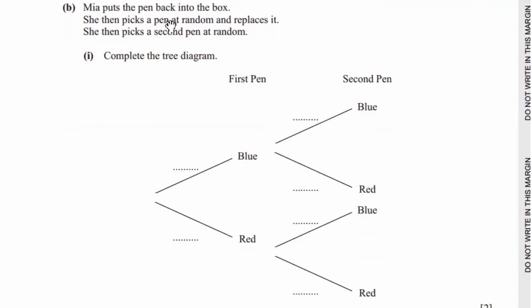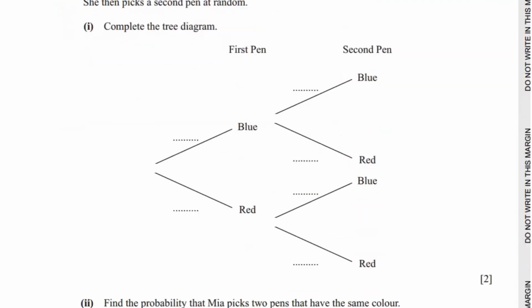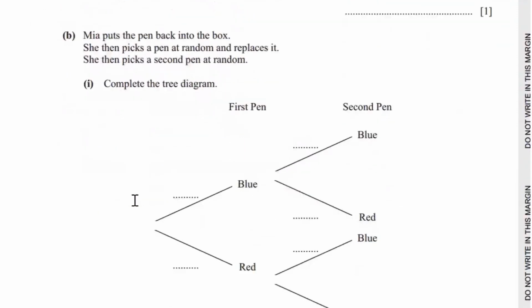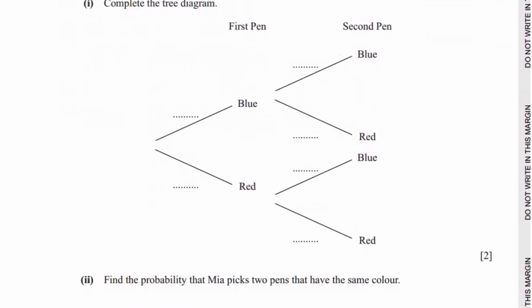Then it says Mia puts the pen back into the box. She then picks a pen at random and replaces it. She then picks a second pen at random. Complete the tree diagram. So blue were 3 and red were 5. So 3 over 8, 5 over 8. And since she's replacing them back, the probability is going to remain the same. The number of pens are not going to change. This is your tree diagram.